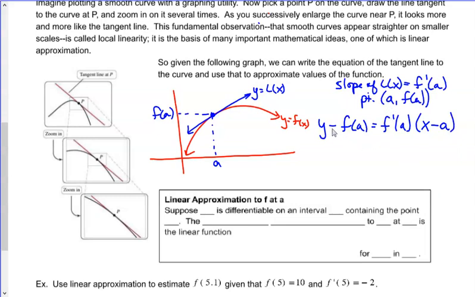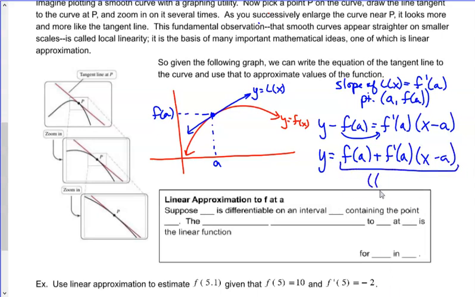Now, I could have the audacity to solve this for y. So I'm going to add this piece over and say y equals f of A plus f prime at A times x minus A. And that right there is what they refer to as L of x, the linear approximation.